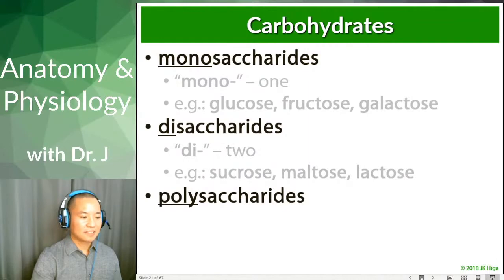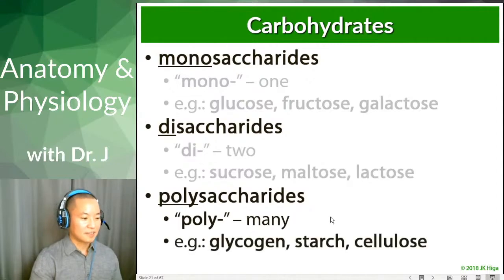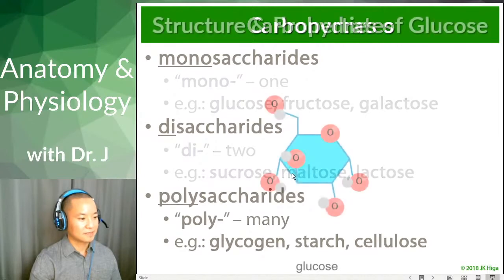All right, so polysaccharides. Poly means many. This is used all the time in medicine. Something like polydipsia means many thirsts, meaning you're very thirsty. Or polyuria means you're producing a lot of urine. So polysaccharides means many saccharides linked together. You take a bunch of monosaccharides, link them together in a long chain, and you have a polysaccharide. Things like glycogen, starch, and cellulose are all polysaccharides. They're long structures made up of a bunch of monosaccharides linked together with covalent bonds.